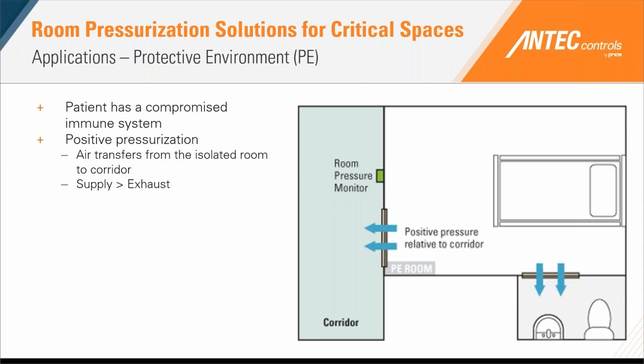The second type of isolation room we're going to cover here is the protective environment isolation room. These are isolation room spaces where a patient now has a compromised immune system and needs to be protected from potential less clean air in other areas of the hospital. So in order to protect this patient, we're going to ensure that the airflow always transfers from our isolation room to our corridor. In this case, we want to have a positive pressurization. We want to ensure we have more supply air coming into that isolation room compared to exhaust air leaving that space.